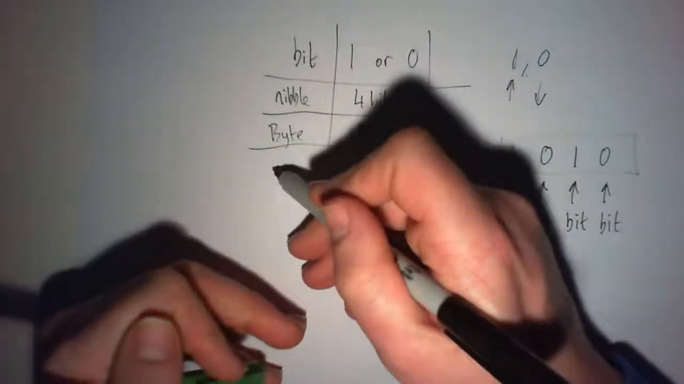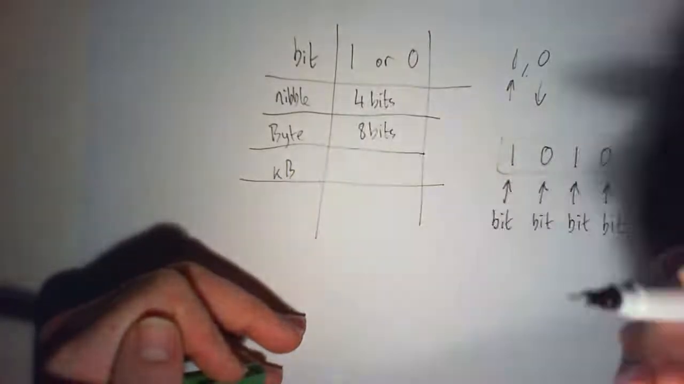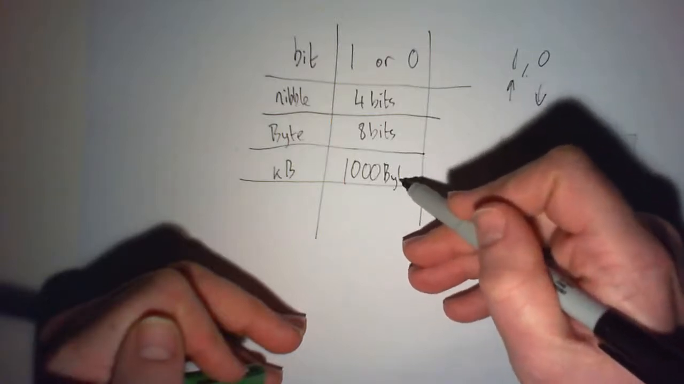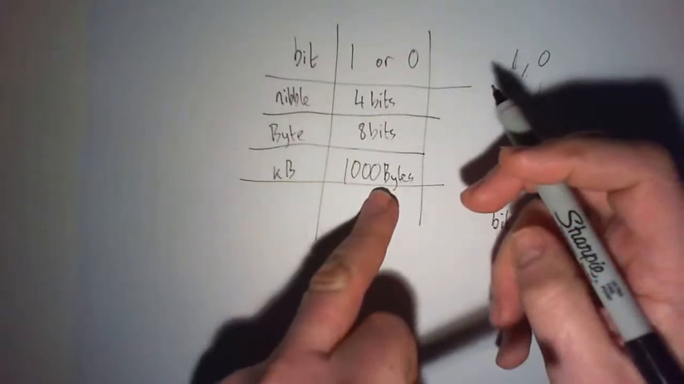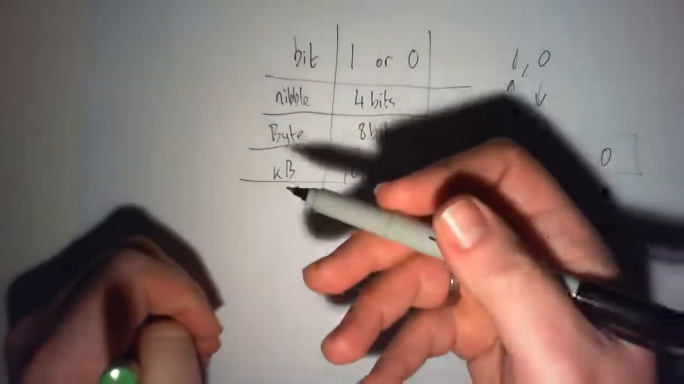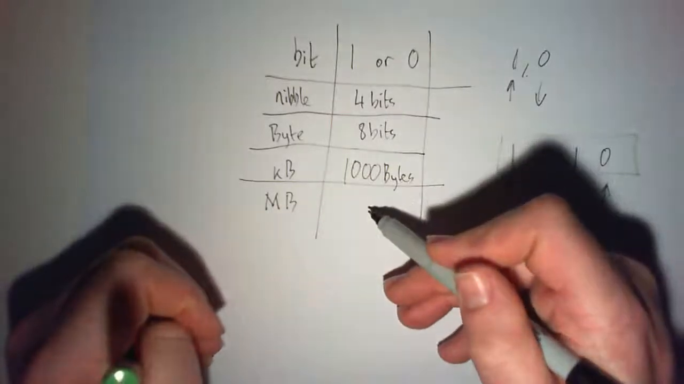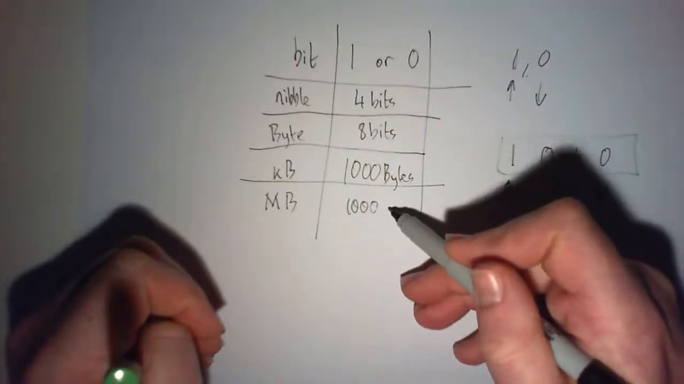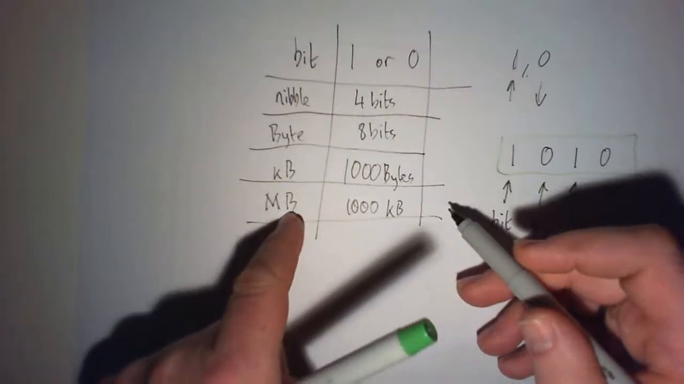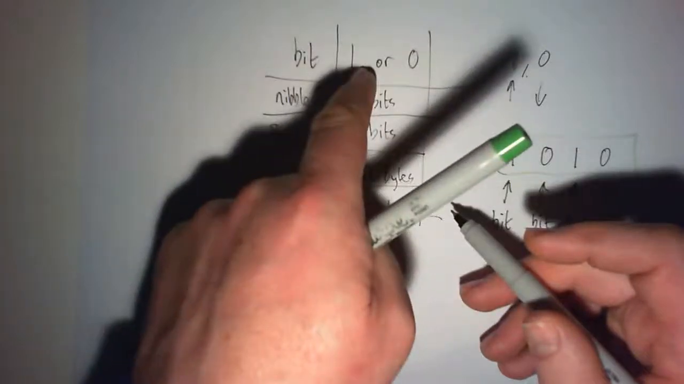A kilobyte, small k, big B. A kilobyte is 1,000 bytes. So if it's 1,000 bytes, that means it's 8,000 bits. A megabyte, capital M, B, is 1,000 kilobytes, so that means that a megabyte is 1 million bytes, which means it's 8 million bits.